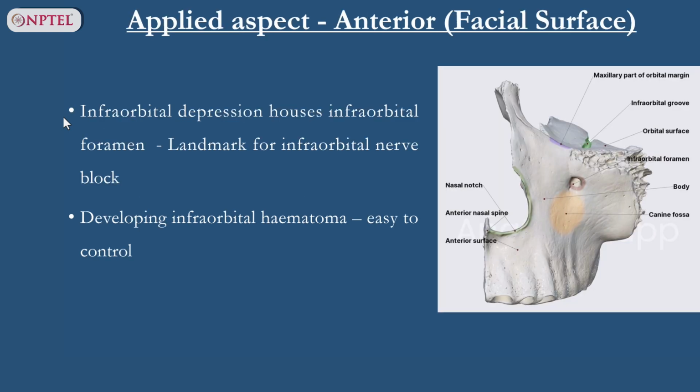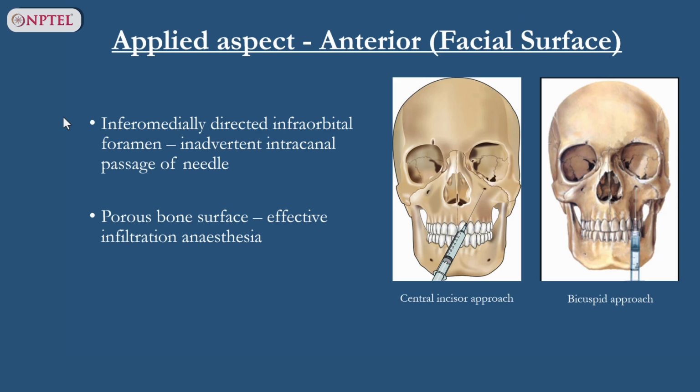Now coming on to the applied aspect. The infraorbital depression lies at least 5 to 6 mm below the infraorbital margin. This depression houses the infraorbital foramen, and it is a landmark for the infraorbital nerve block. Any hematoma developing while giving this nerve block is easy to control because one can apply direct pressure against the bone.